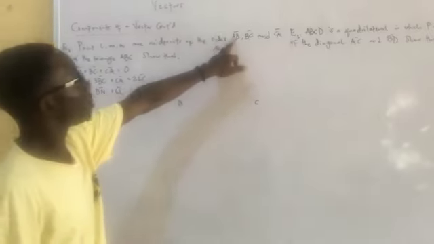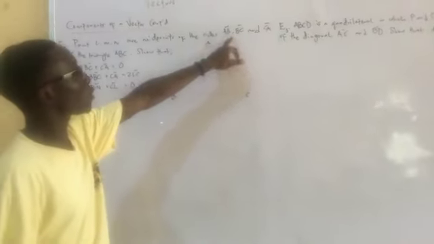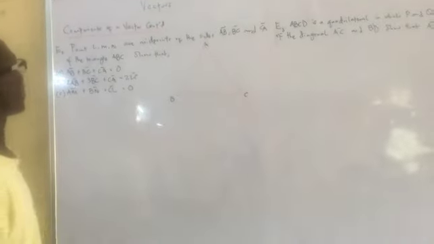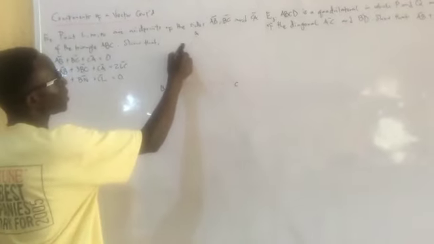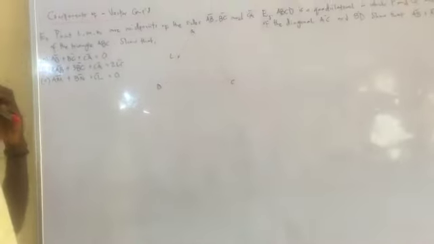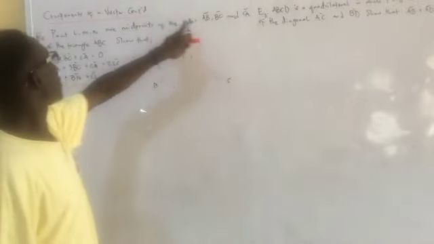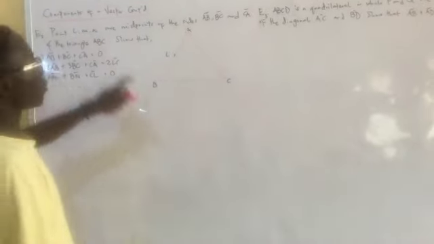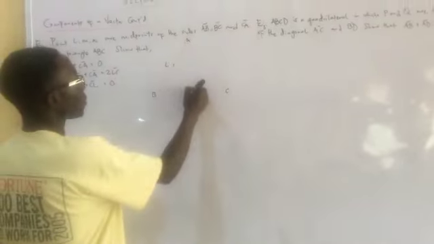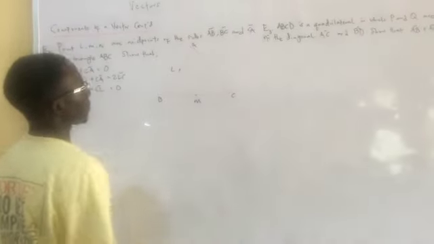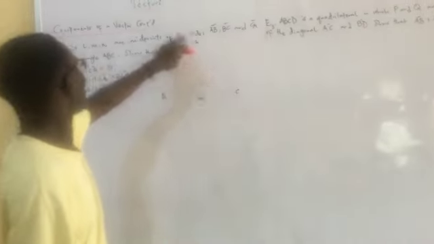Now let's take the midpoints. L is for vector AB. So this vector AB, that means that the midpoint is here. I put my L here. For BC, the midpoint is what? M. And for CA, the midpoint is N.